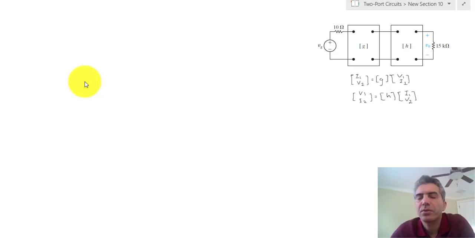Hello everyone. Today we're going to use two-port parameters to analyze circuits. So the question is this circuit where sections of the circuit are turned into their two-port equivalent, and we know what the G parameter is for this two-port circuit, and we also know what the H parameter is for this section of the circuit.